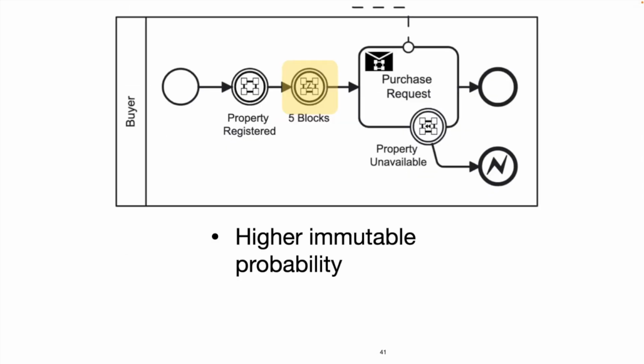Finally, we have the blockchain block timer. And here the buyer, for example, waits 5 blocks before reacting. And this ensures that we have a higher immutability for the transaction to be included in the blockchain. As more blocks pass, we can guarantee immutability.